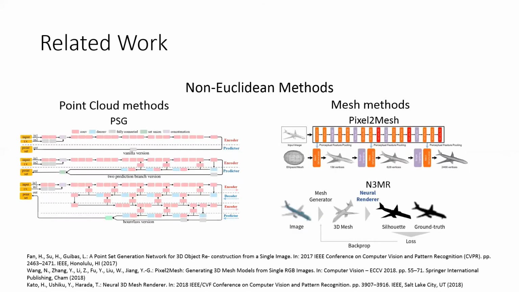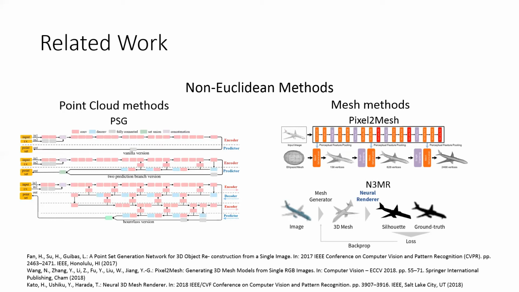In the methods that work in the non-Euclidean space, meshes and point clouds are usually used for shape representation. Point cloud methods, such as the point set generation network, use a number of stacked MLPs to generate the coordinates of points. Output can be enhanced when the network combines the output of another branch that performs a series of convolutional and deconvolutional operations so that finer details can be captured.